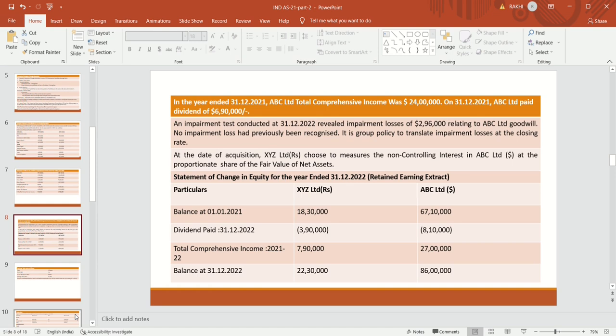So let's start. This is the retained earning, or statement of change in equity, for the year ended 31st December 2022. That is the opening balance of retained earning of XYZ Limited and ABC Limited, dividend paid during the year, then total comprehensive income during the year 2021/22, then the balance as on 31st December 2022. This is the balance of retained earning.